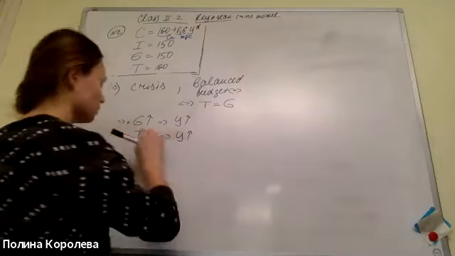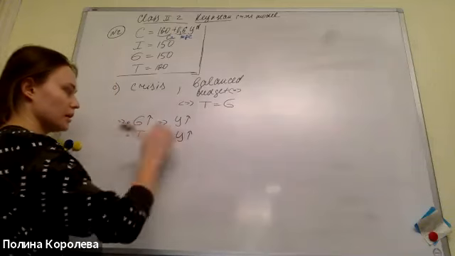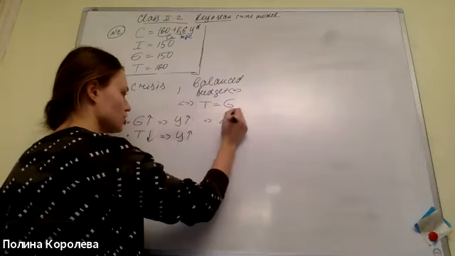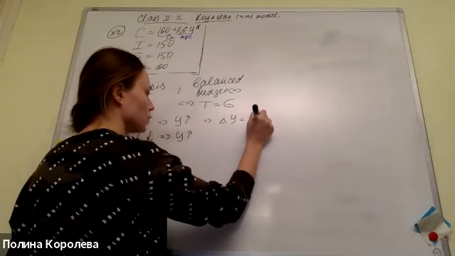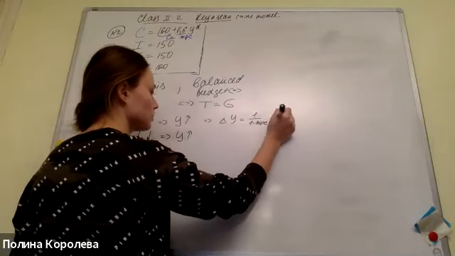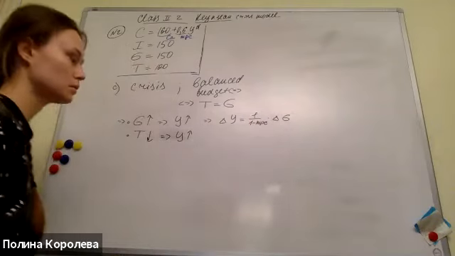We should use the formula delta GDP equals 1 divided by 1 minus MPC. So if we increase government spendings, that means that the change in GDP equals 1 over 1 minus marginal propensity to consume multiplied by the change in government spendings. Okay.